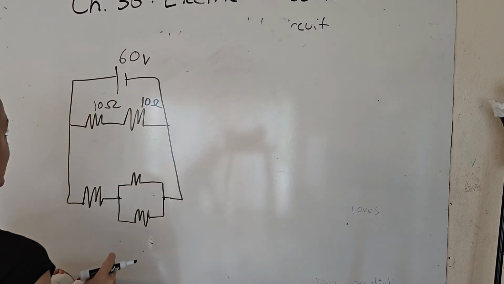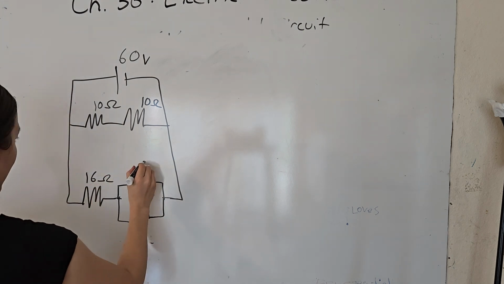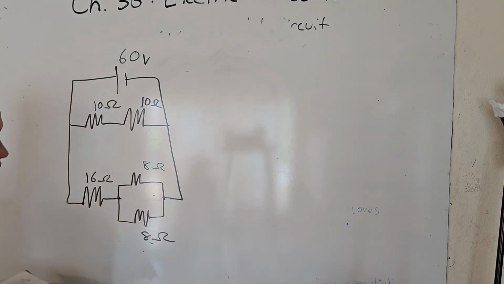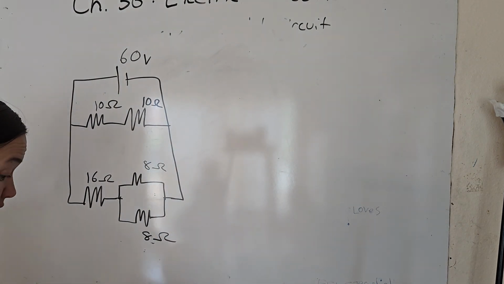And then we got 2 branches here. Okay. So now we've got, let's see, we have 16 ohms here, 8 ohms, 8 ohms. Okay, so we say, what does the battery feel? What's the equivalent resistance? Remember, a lot of times we need to solve.